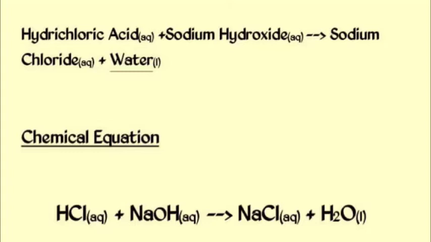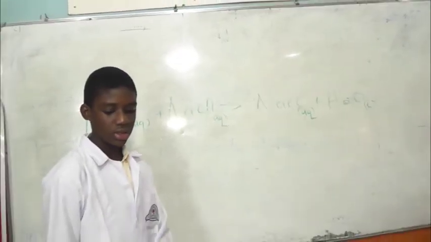This is the balanced equation demonstrating the neutralization reaction. This is the hydrochloric acid, which is aqueous, going to react with sodium hydroxide, which is also aqueous, to produce salt and water. So this equation is representing all this practical that we just demonstrated now.